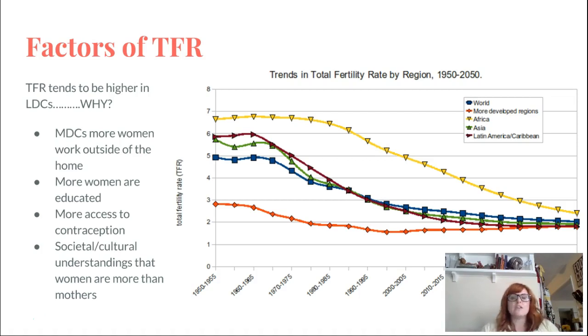And also societal and cultural understandings, right? So in MDCs, it is more accepted for women to work outside of the home because in something like United States culture, we understand that women are more than mothers, right? Women can be lots of different things. Whereas in some LDCs, it might be more culturally understood that a woman is a mother, that is her sole purpose. She's probably not going to work outside of the home and things like that.